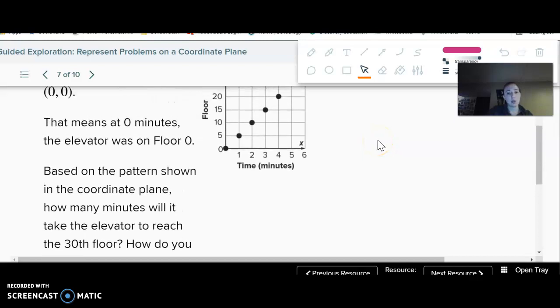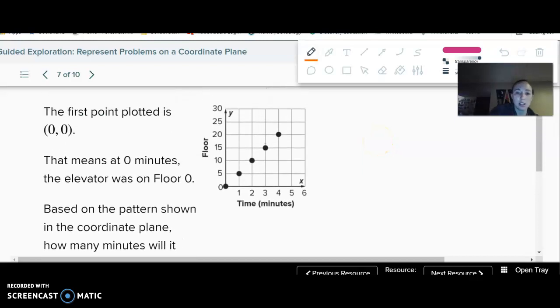Now we can continue our pattern like we did, and then we can say, when will it get to the 30th floor? Well, I can go over and see, where does the line hit that 30th floor? It hits it right there, and then if I follow that down, that's at 6 minutes. So I can say, at 6 minutes, this point right here tells me it'd be at the 30th floor. Just like at 5 minutes, it was at the first floor.